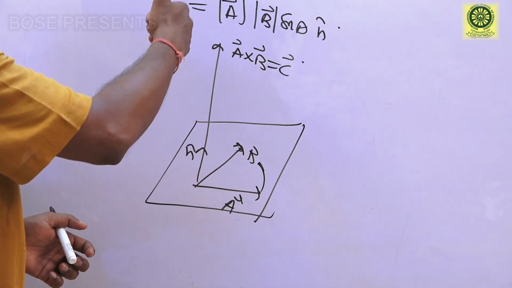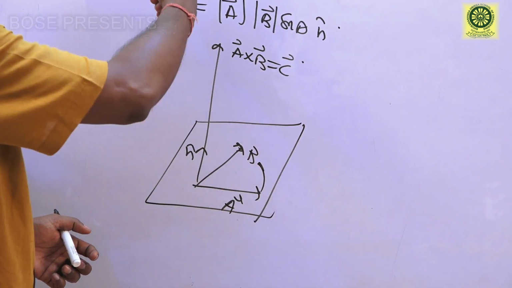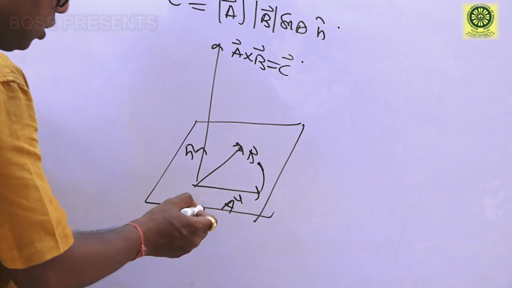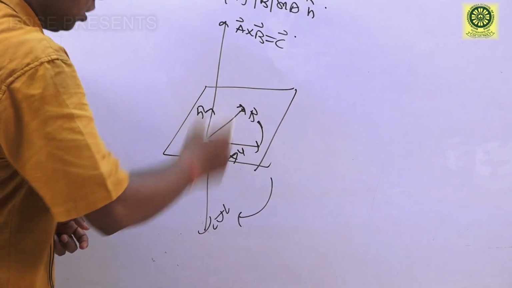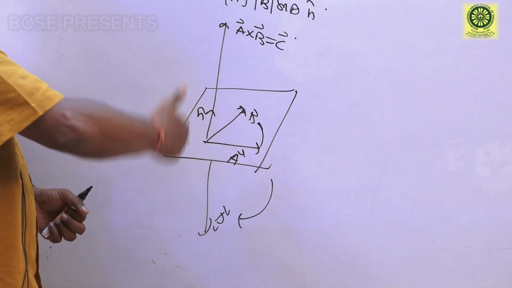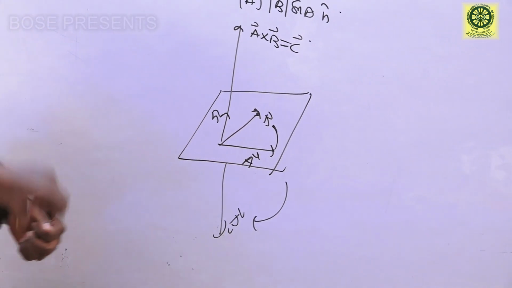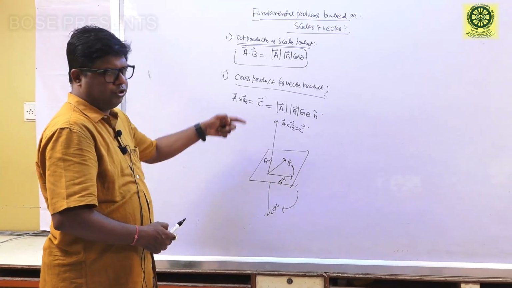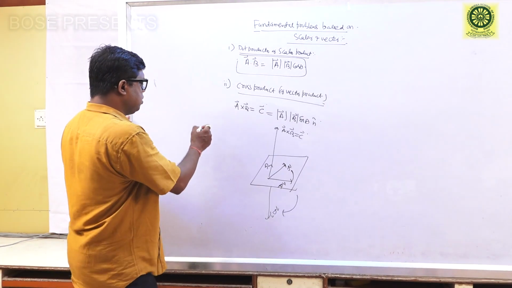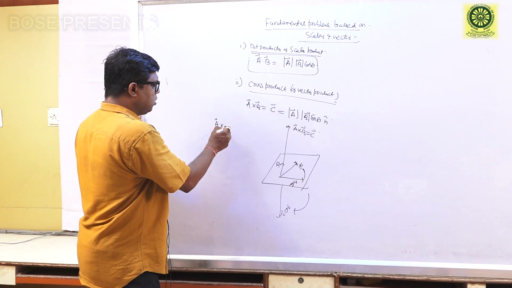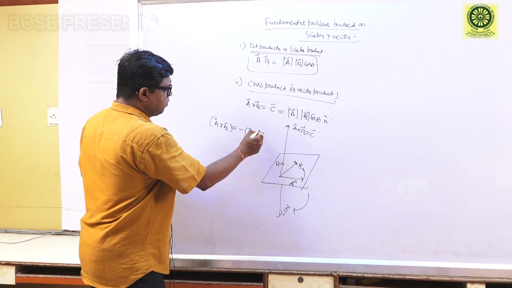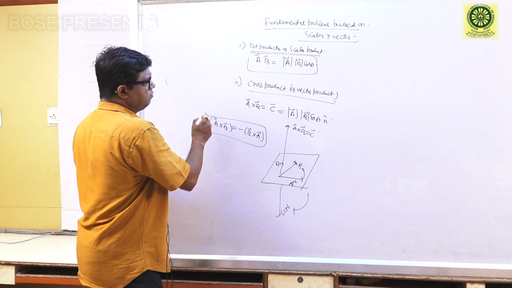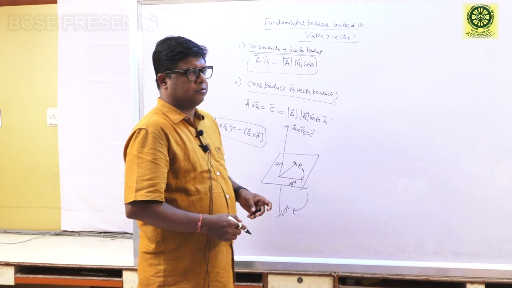or screw rule. If going from A to B, A cross B is upward; from B to A, B cross A is downward. A cross B and B cross A are in opposite directions. That is, A cross B is equal to minus of B cross A. This is the fundamental concept of scalar and vector, dot product and cross product.